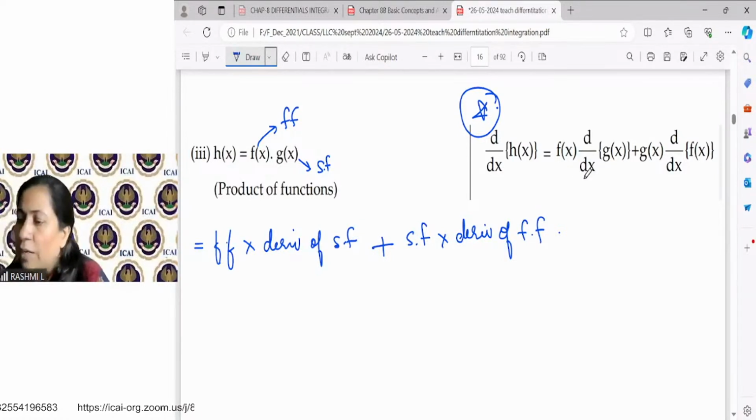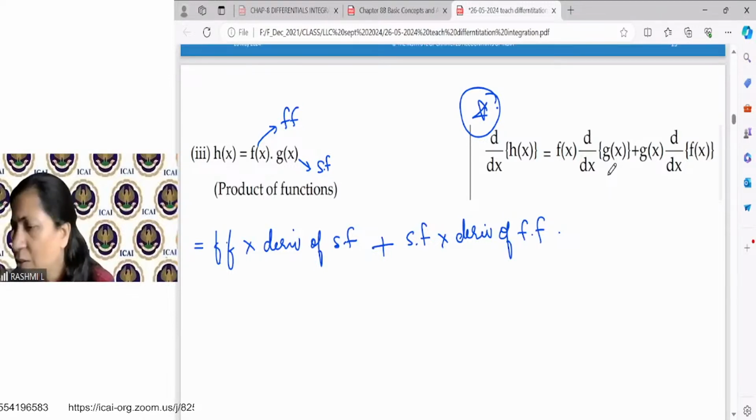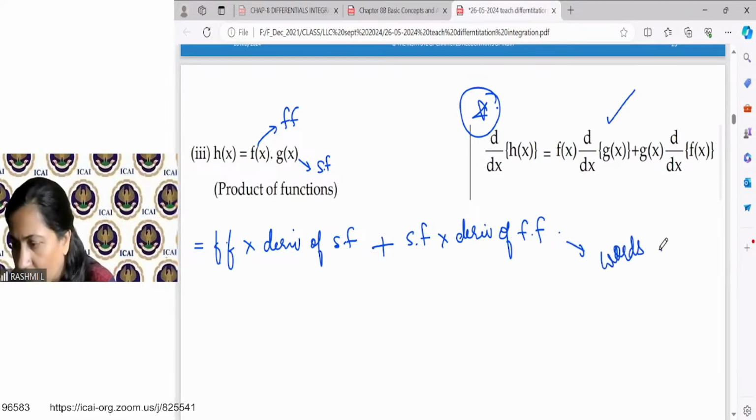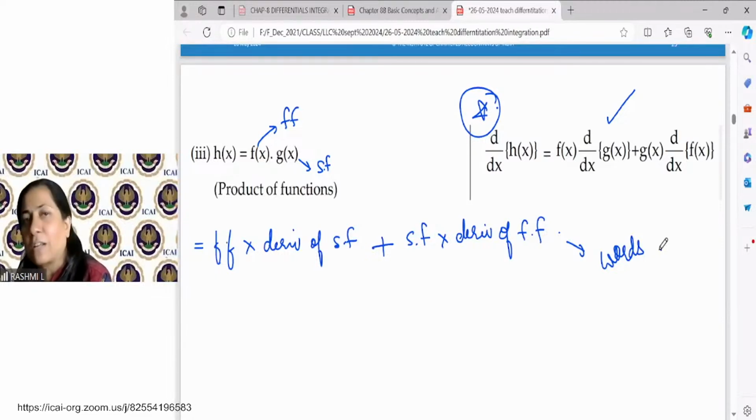Those of you who are comfortable talking about fx, gx and all, you can use this formula. This is the same formula in words. If my function is a multiplication of two functions, then how will I find the derivative? You can say: second function into derivative of first plus first function into derivative of second.